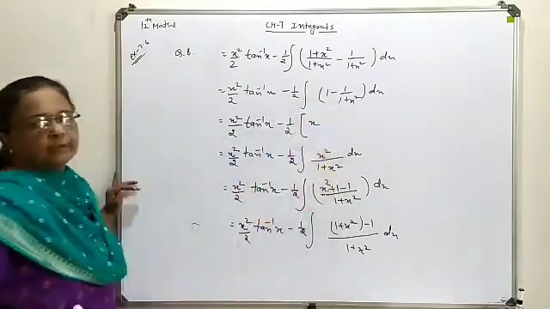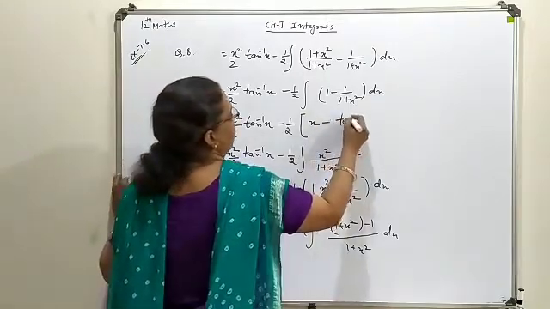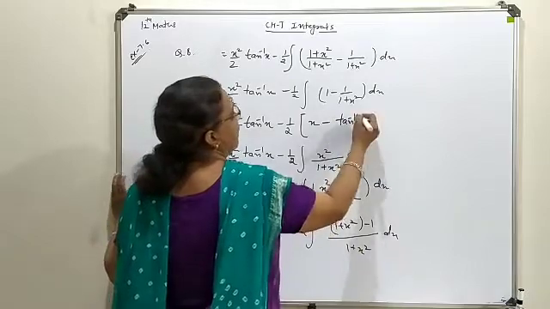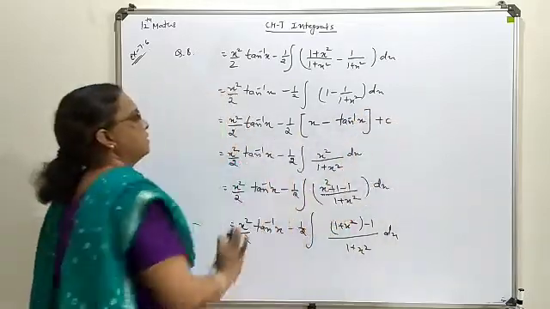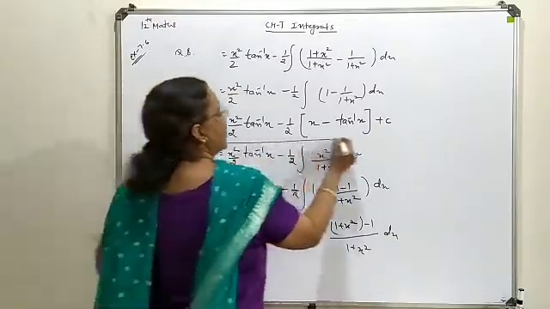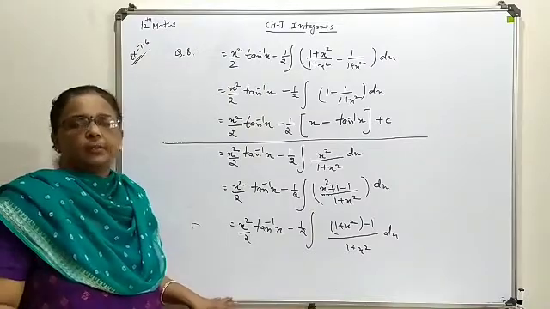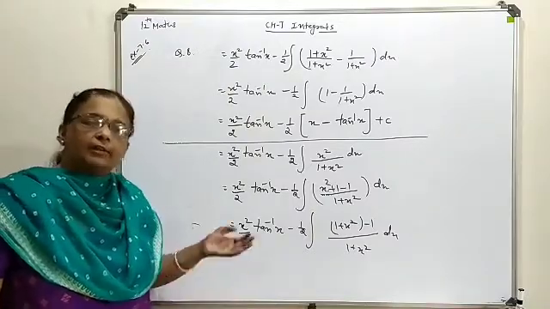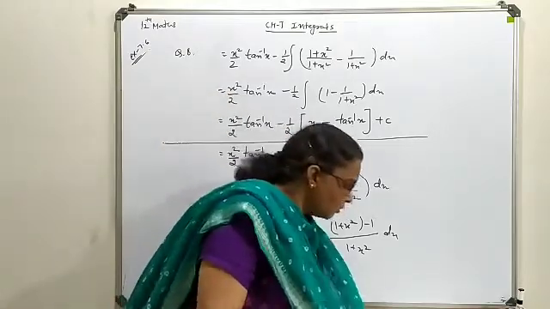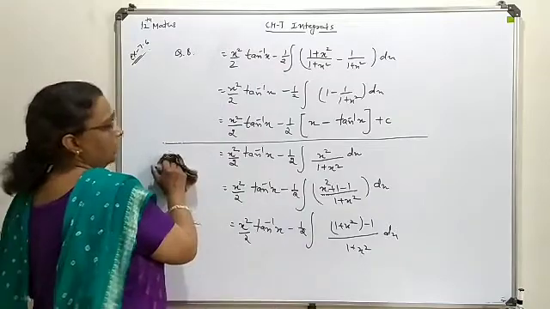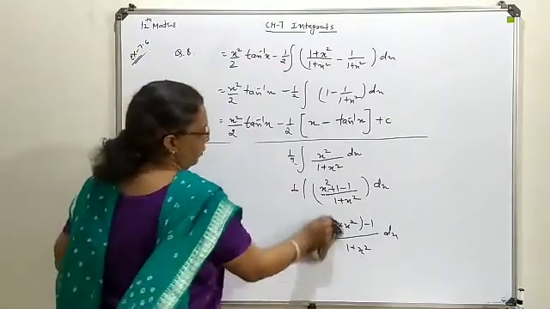Integration of 1 upon 1 plus x square is 1 upon a tan inverse x upon a. So a is 1, so no need to write it separately, it is tan inverse x. Plus a constant. So this is the final answer for the given question. So this way, various types of combinations you have to handle for the final integration process. Now next we are going to move towards question number 10, which is also another combination with the inverse form.